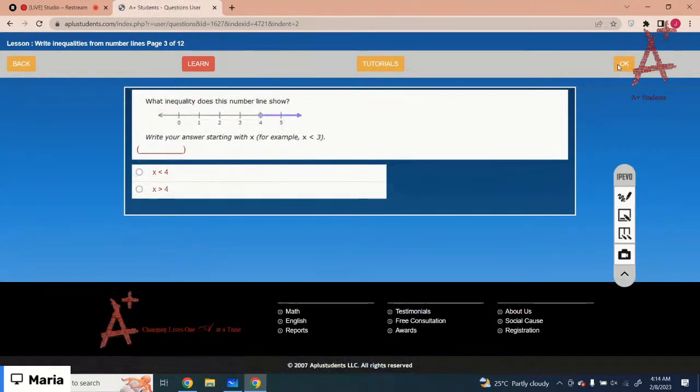Okay, the next one is what inequality does the number line show? So we have an open circle at 4. That means 4 is not included. That means x cannot be 4. And the graph is pointing at the right hand side. That means all the numbers are greater than 4. So it would be x is greater than 4. So the second option is the correct option. x is greater than 4.